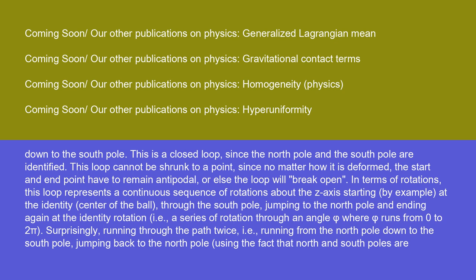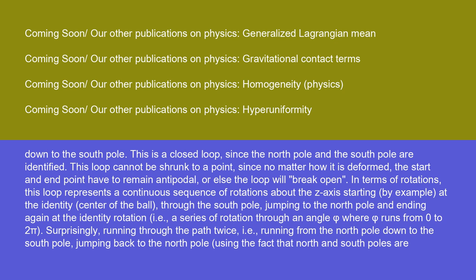In terms of rotations, this loop represents a continuous sequence of rotations about the z-axis starting, for example, at the identity, the center of the ball, through the South Pole, jumping to the North Pole, and ending again at the identity rotation, i.e., a series of rotations through an angle phi where phi runs from 0 to 2 pi.